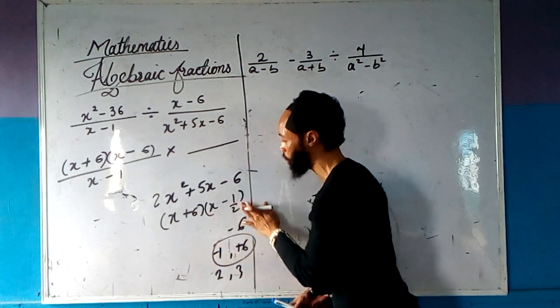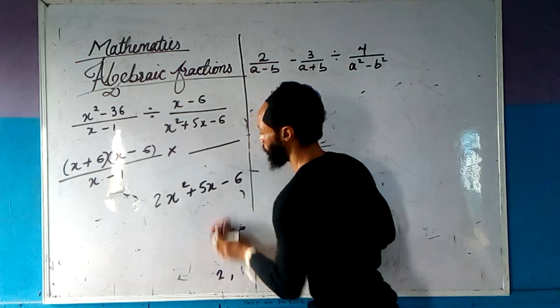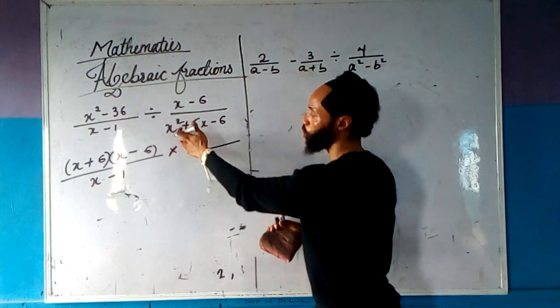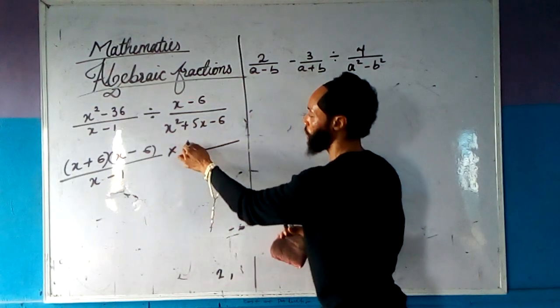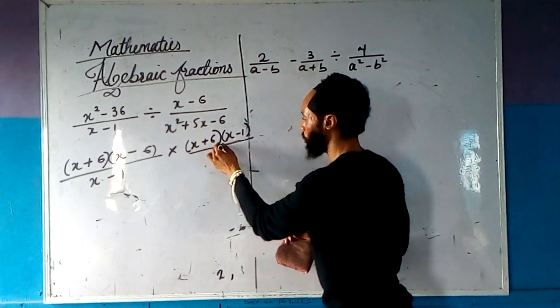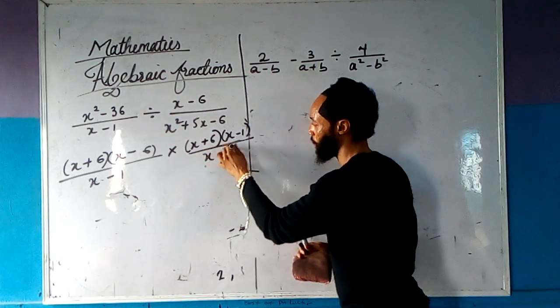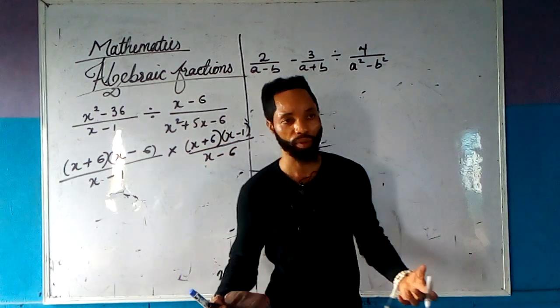But it's 1, so we'll leave it that way. So we'll come here, we write our expression. Instead of writing x squared plus 5x, we write what? x plus 6 and x minus 1. Then we write this expression down there, x minus 6. So are we good? Yes, sir.